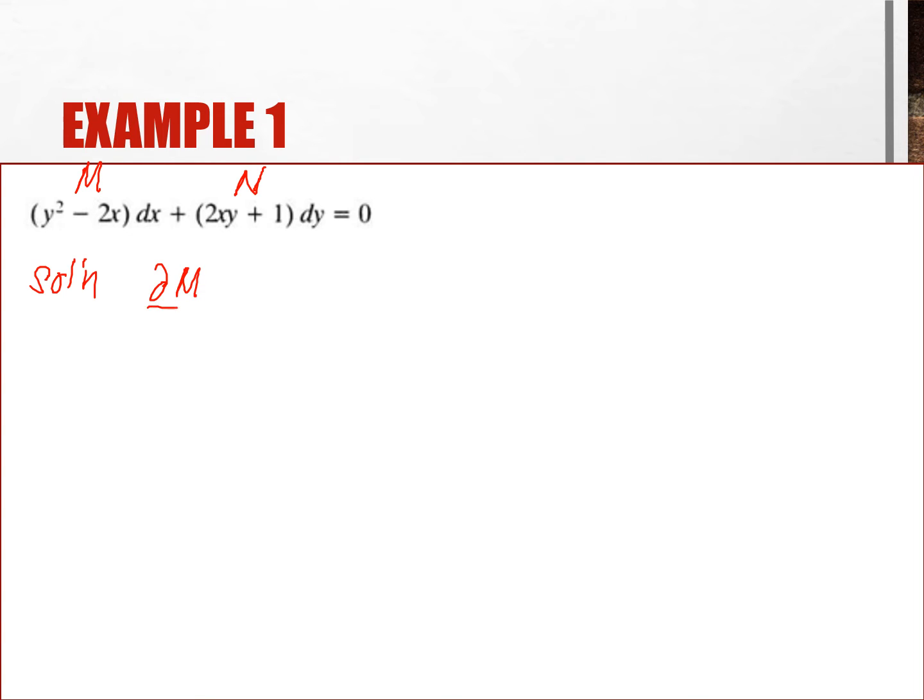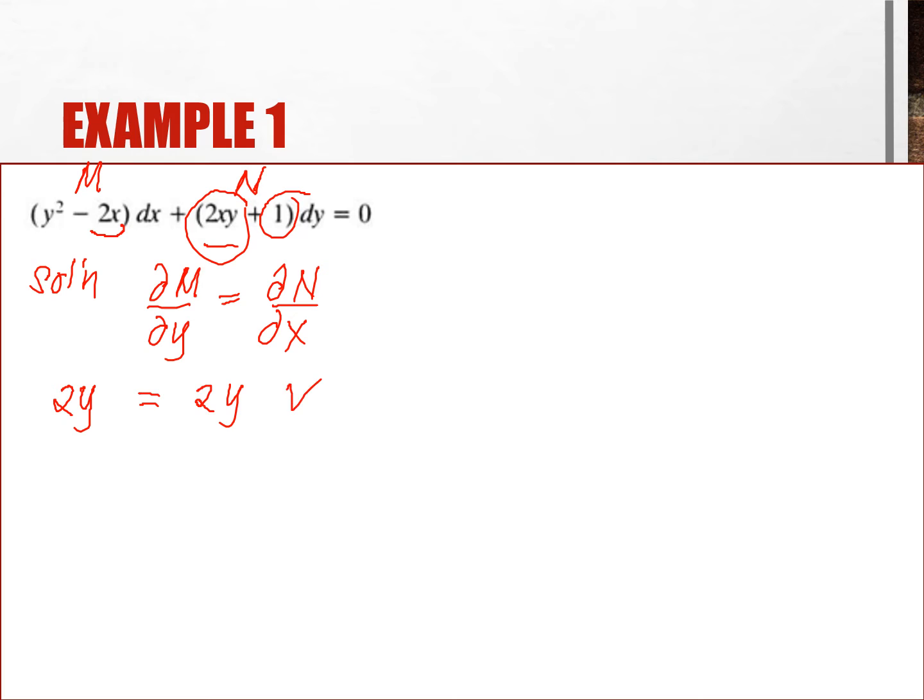So dM/dy must be equal to dN/dx. In this case, dM/dy is equal to 2y, since the y term in here has the equivalent of 1, and we derive that, so it is equal to 0. Let's see if it is equal on the other side. When we differentiate this in terms of x, we have 2y, and this one is 0. Therefore, we have an exact differential equation.